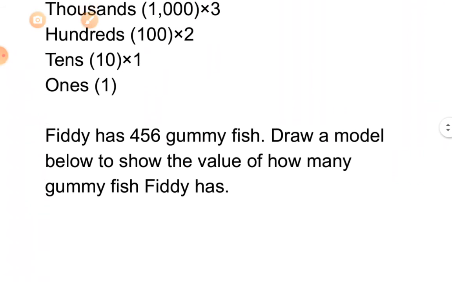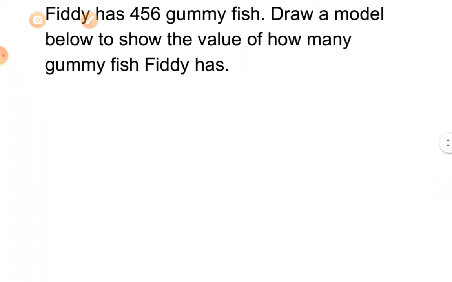Now that you understand that, let's try a word problem. Freddy has 456 gummy fish.